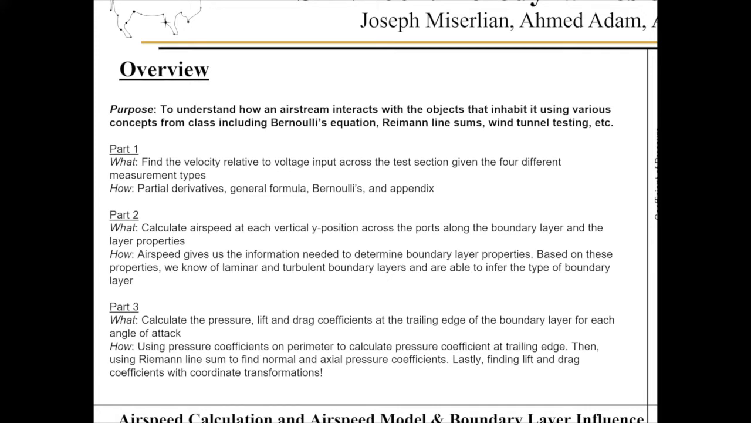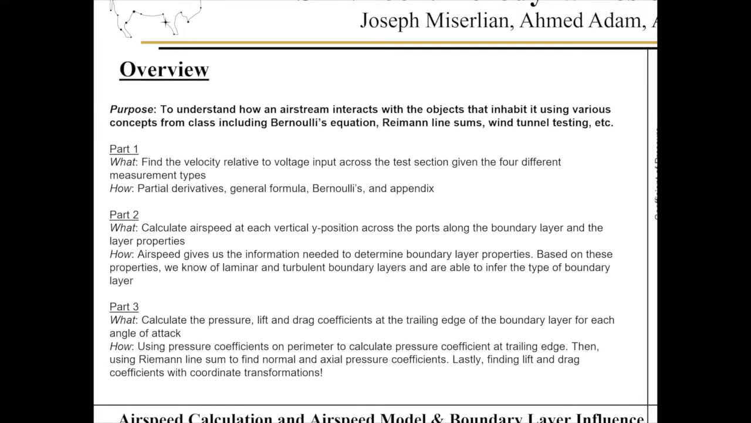We did this by finding the pressure coefficients around the perimeter to calculate the coefficient of pressure at the trailing edge, and then we used the Riemann line sum around the perimeter to find normal and axial coefficients, and used coordinate transformation based on the angle of attack to find the drag and lift coefficients. In sum, we did all of this to take a look at an airstream and how an object interacts within it.